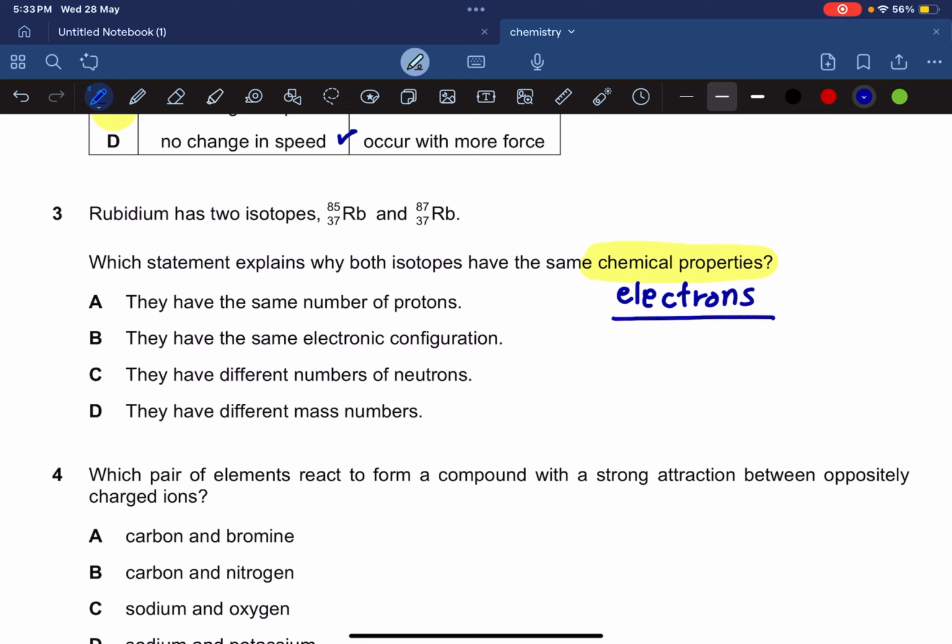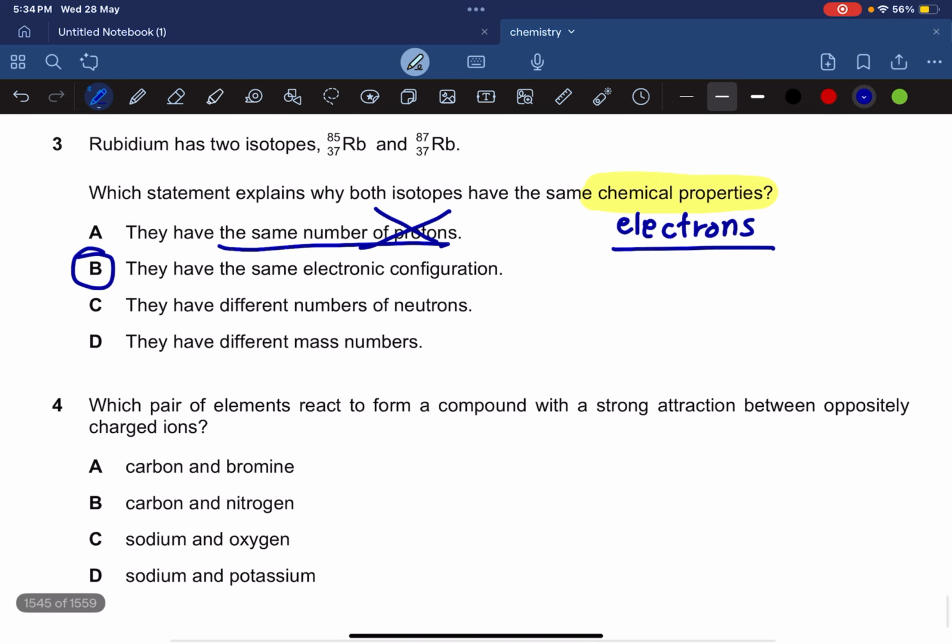If two things have similar chemical properties, this means they have the same number of electrons, or the same electronic configuration. They have the same number of protons, but protons don't make the chemical properties. They have the same electronic configuration. That's going to be the correct answer.